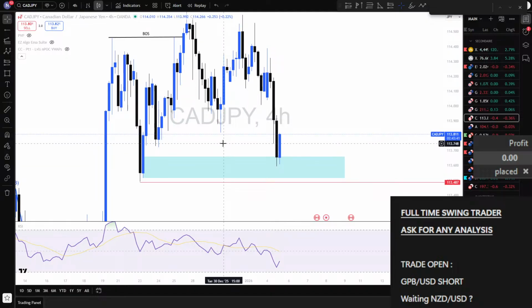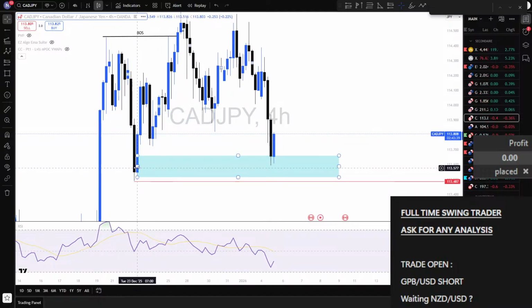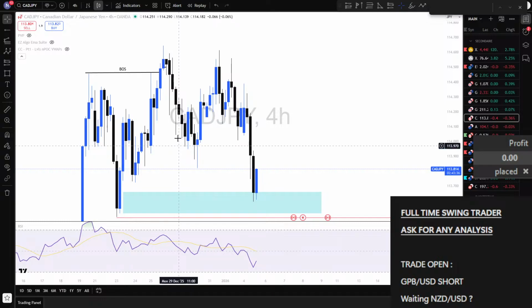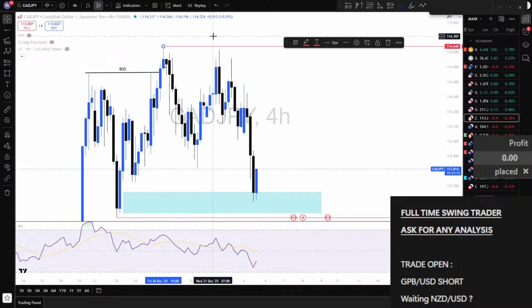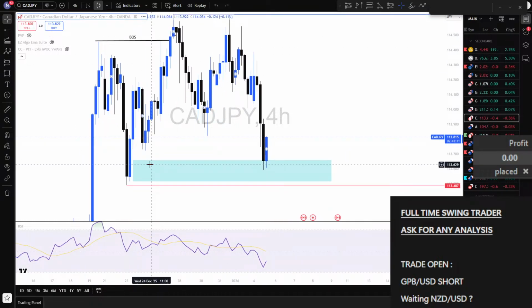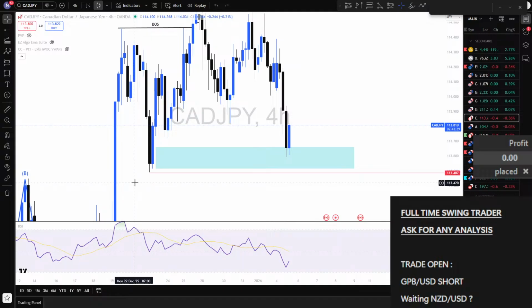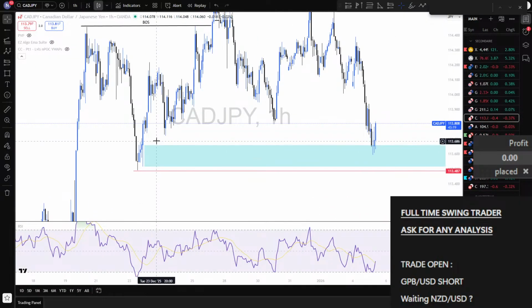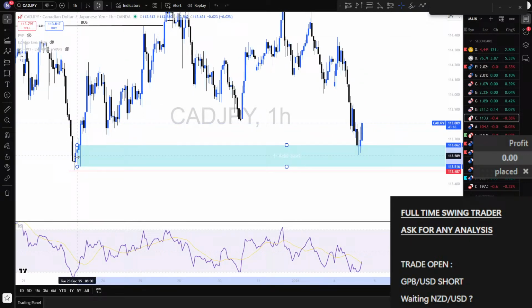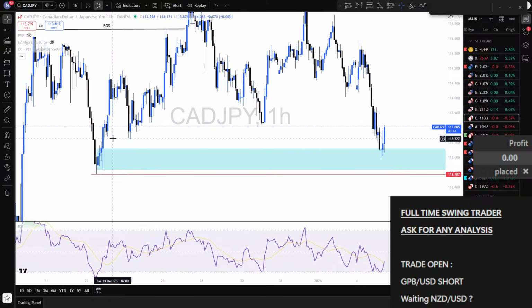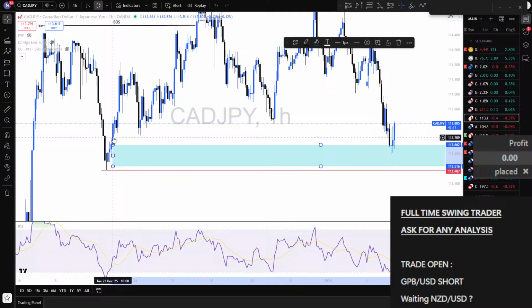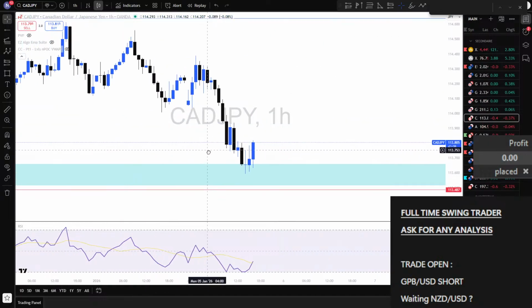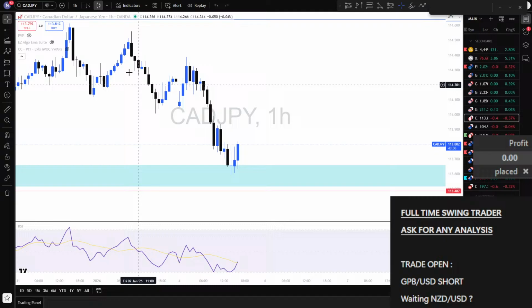Same CADJPY, right zone to wait for a long. His current market structure is like this, between this point and this point. You don't have any liquidity left to take. He filled the last unfilled POI. The only last thing to fill was this part of the candle. So now we can start looking possibly for a long.